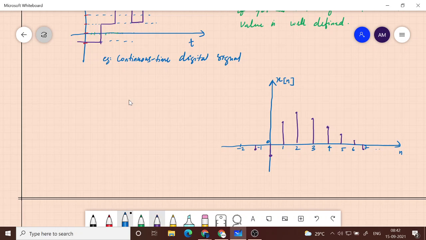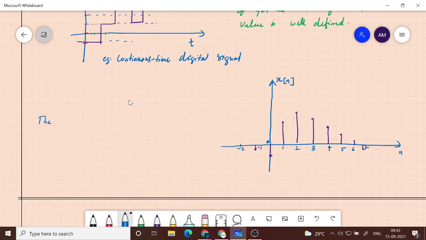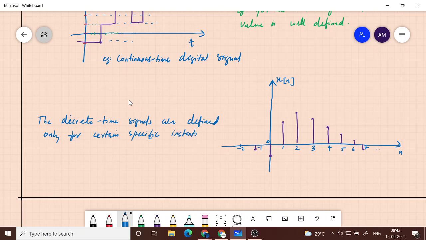Okay, so discrete time signals are defined only for specific instances of time.